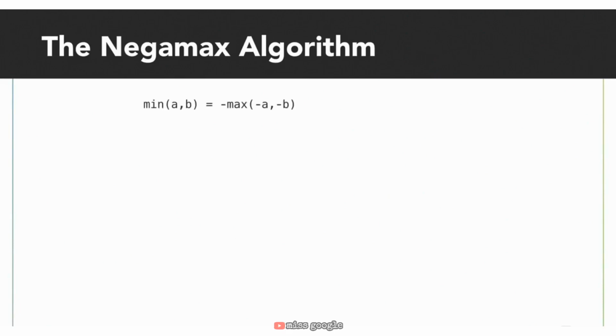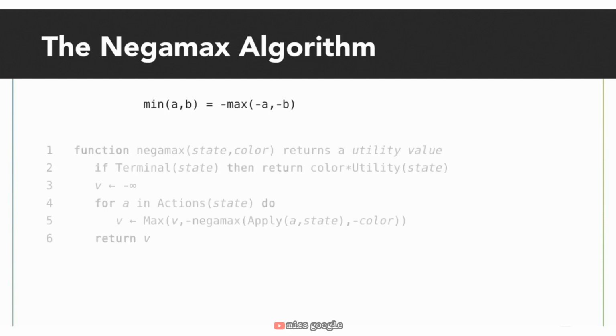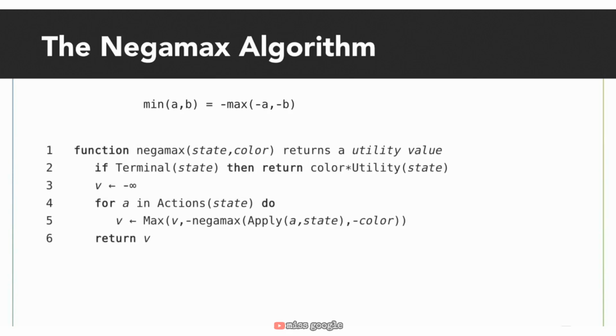This implementation is based on the nature of the games Minimax applies to. These are two-player, zero-sum games where one player's loss is exactly the opponent's gain. Negamax relies on the fact that the minimum of A and B is exactly minus the maximum of minus A and minus B. So this is what the implementation of a node looks like for negamax.